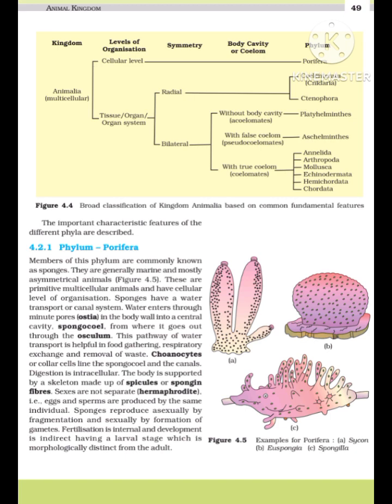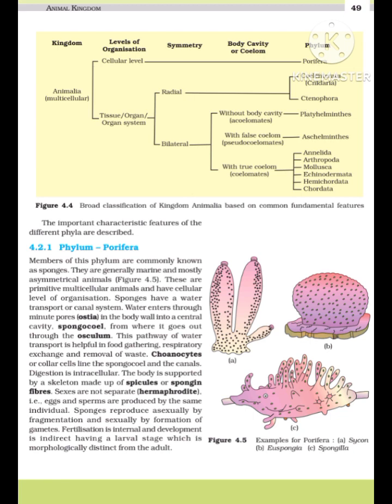Choanocytes, or collar cells, line the spongocele and the canals. Digestion is intracellular. The body is supported by a skeleton made up of spicules or spongin fibers. Sexes are not separate, hermaphrodite, i.e., eggs and sperms are produced by the same individual. Sponges reproduce asexually by fragmentation and sexually by formation of gametes. Fertilization is internal and development is indirect, having a larval stage which is morphologically distinct from the adult.